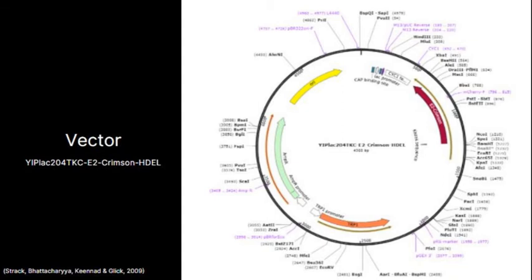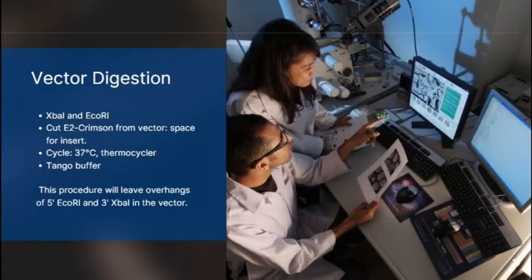The shown G vector was selected for its integration in Saccharomyces cerevisiae. It contains an ampicillin resistance gene, which will help as a selectable marker. This vector expresses E2 Crimson, but this gene will be cut and replaced with our insert. Restriction enzymes EcoRI and XbaI cut E2 Crimson cleanly out of the vector, leaving space for the NIA1 NIA insert.